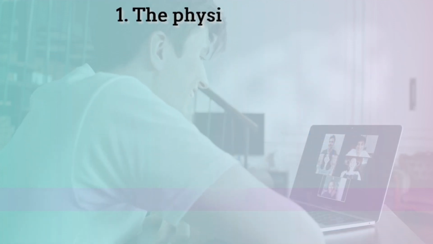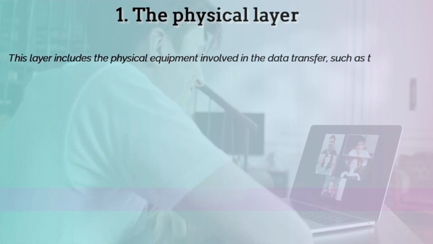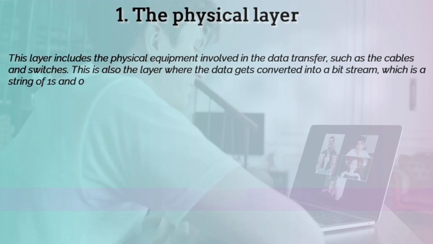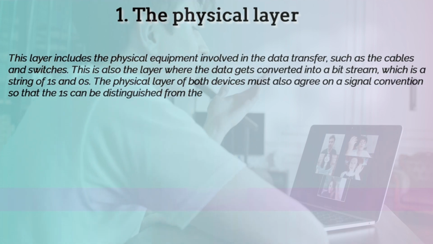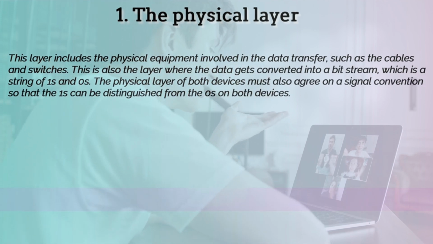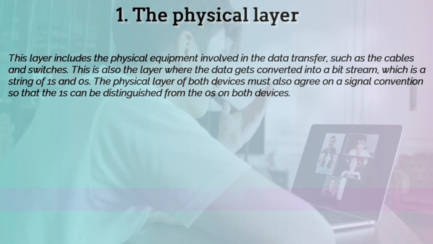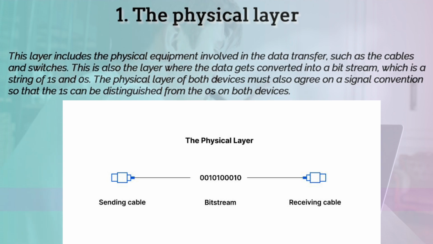First, the physical layer. This layer includes the physical equipment involved in the data transfer, such as the cables and switches. This is also the layer where the data gets converted into a bit stream, which is a string of ones and zeros. The physical layer of both devices must also agree on a single convention so that the ones can be distinguished from the zeros on both devices.